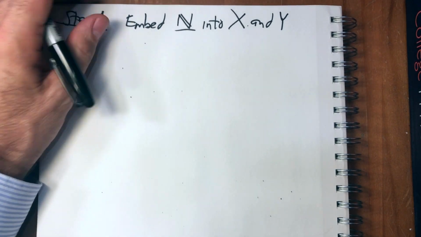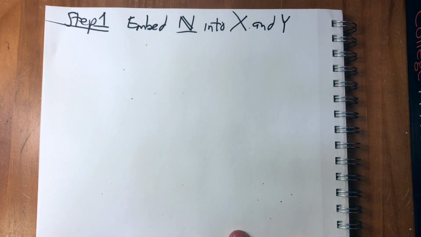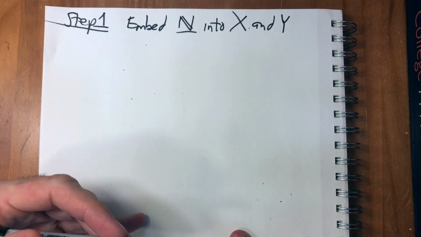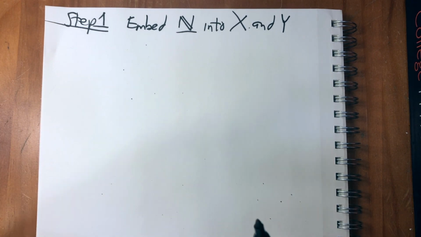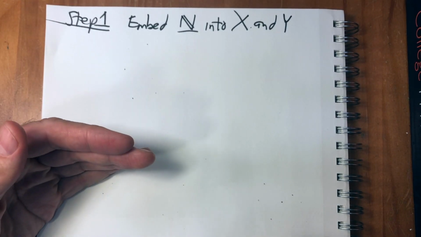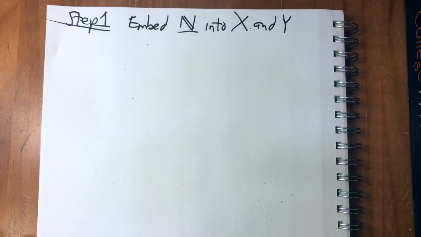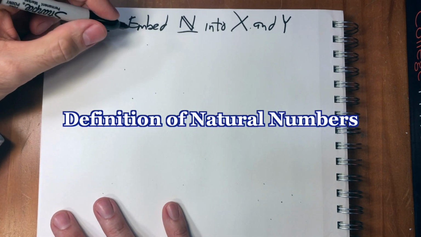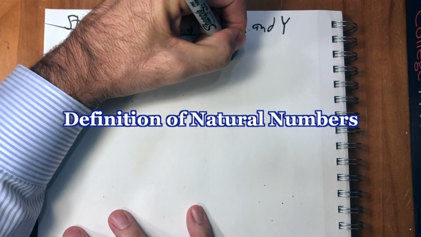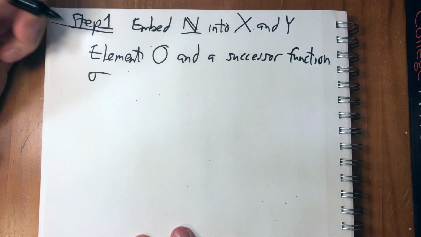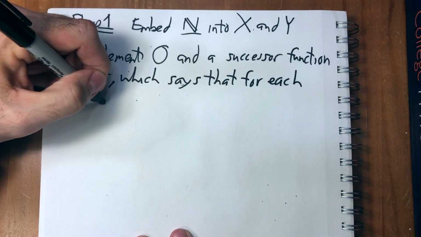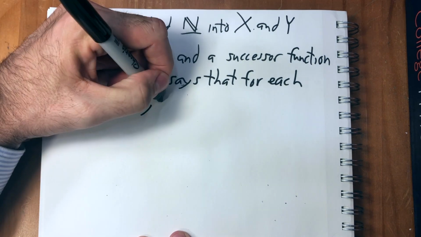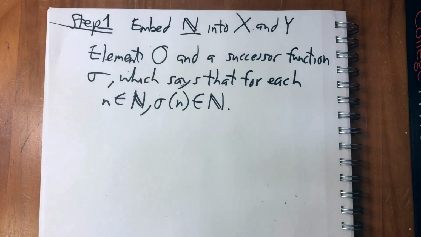As I said last time, one interesting thing about this proof is that in order to do this, we have to gain a deeper understanding of what each one of these sets of numbers is. The natural numbers, and then the integers, and so on. The natural numbers are defined just as an element 0 and a successor function. Call that successor function sigma, which says that for each n in the naturals, sigma of n is also in the naturals, okay? That's all there is to that. I just defined the natural numbers entirely.